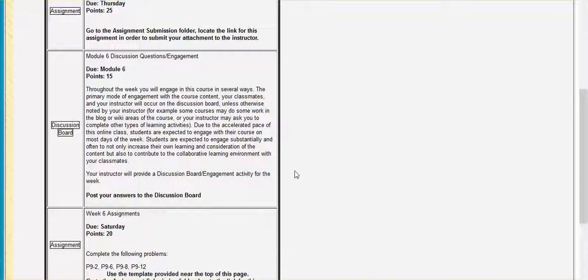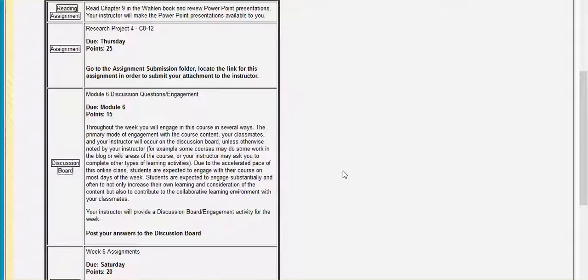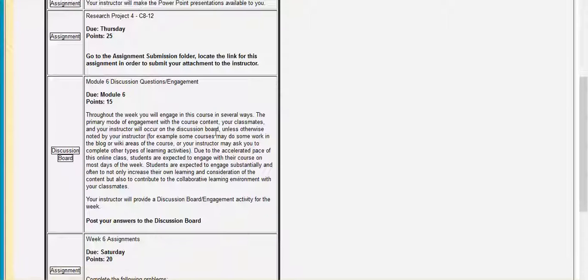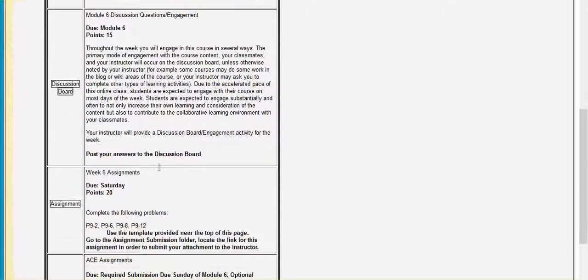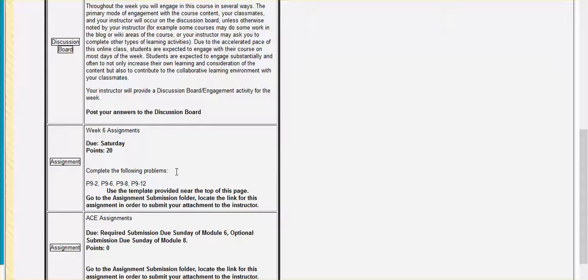Make sure they're substantive too. If they're just one sentence or something, then that really doesn't count as full credit. So make sure you give substantive information. We have a research project that's due Thursday, and then we have your homework assignments, 4 questions here.